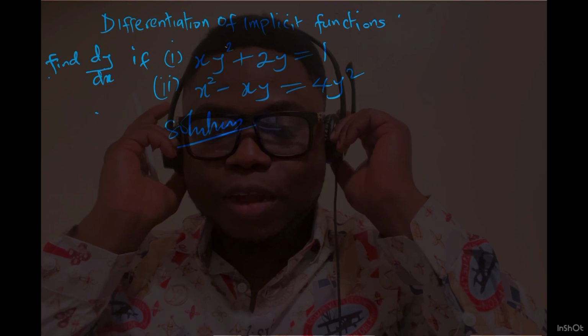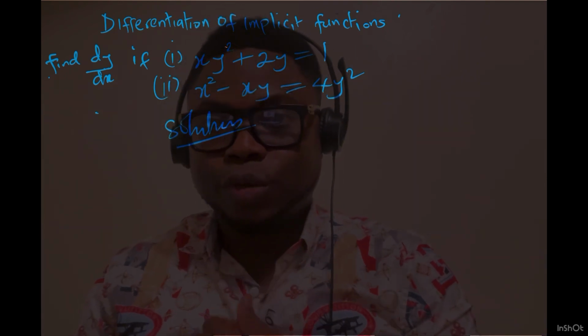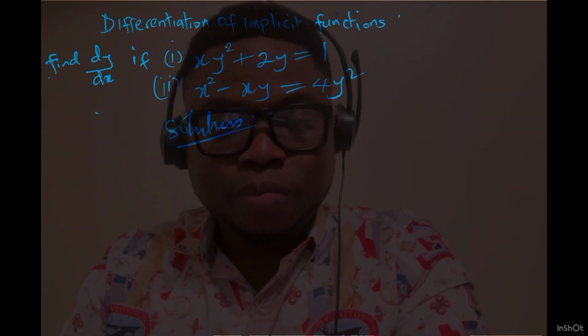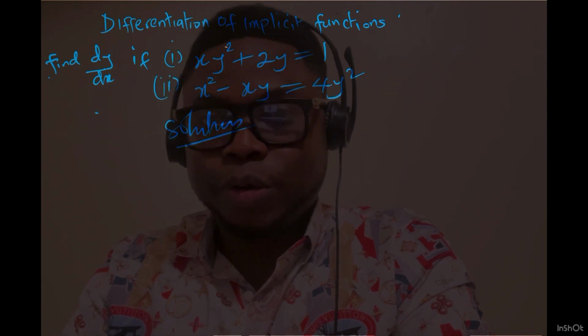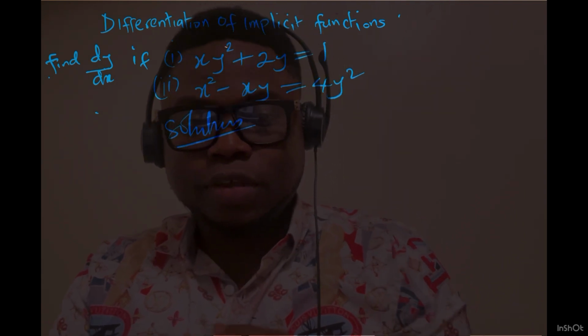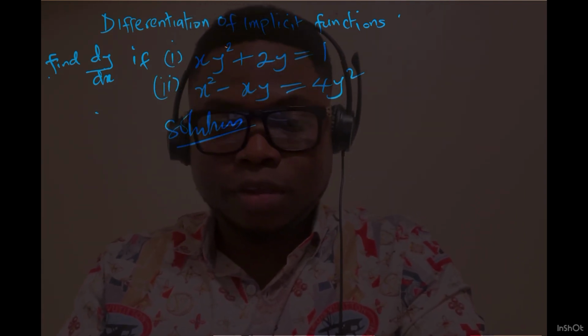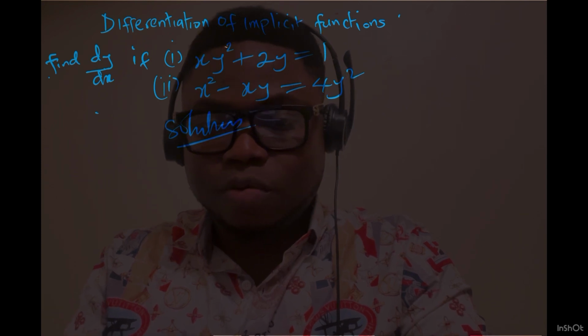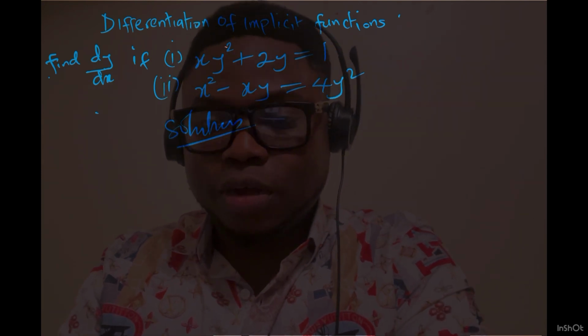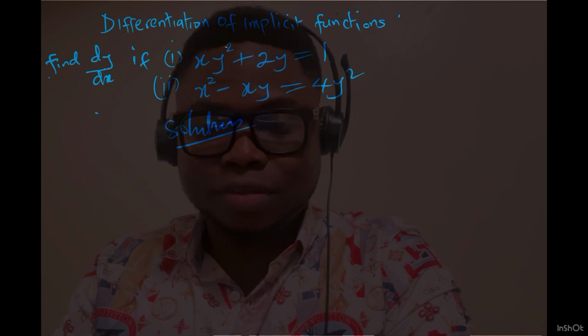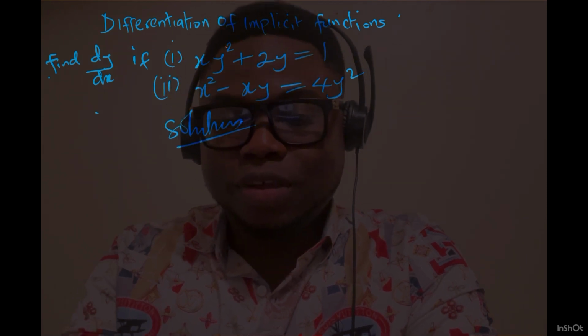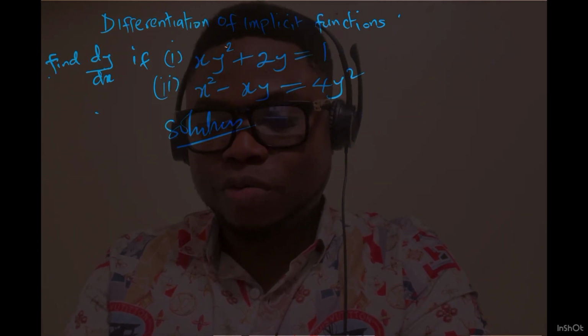So today we'll be talking about differentiation of implicit function in calculus. So I have two questions here. The first one says, find dy over dx if xy squared plus 2y is equal to 1. And the second one says, x squared minus xy is equal to 4y squared.